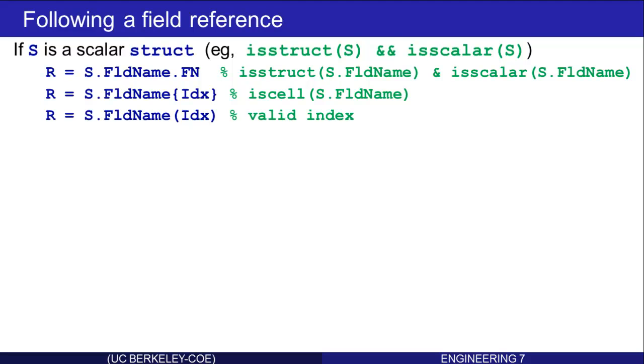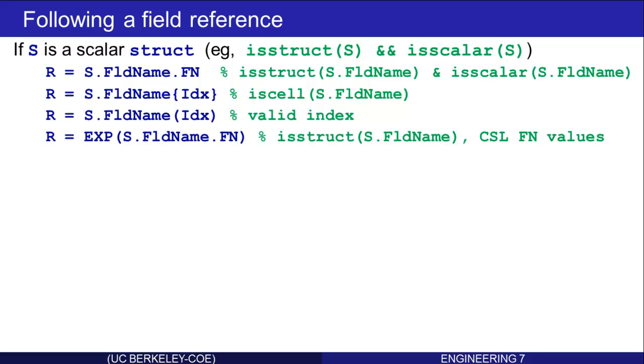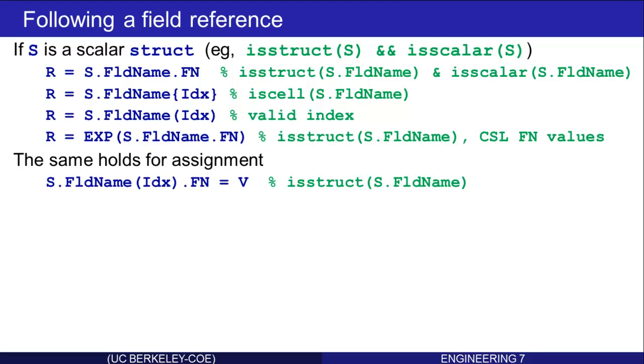In general, s.fieldName is a Matlab object, and therefore we can make an element reference as long as we use a valid index. If s.fieldName is a struct, then we can make a field reference to it, which will generate a comma-separated list of its elements. And here I've listed some expressions involving s.fieldName.fn. The same holds for assignment.